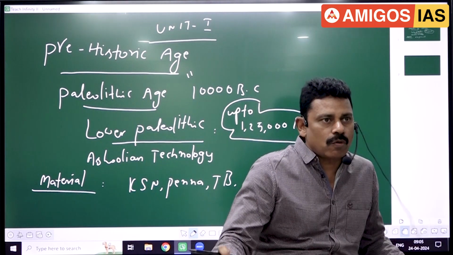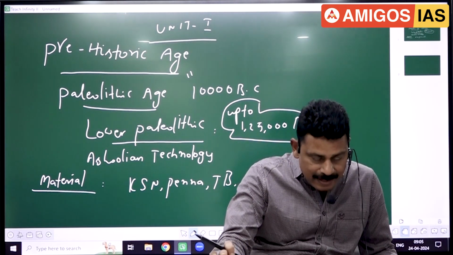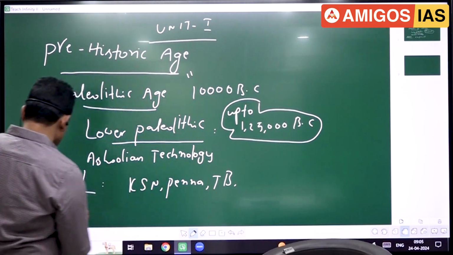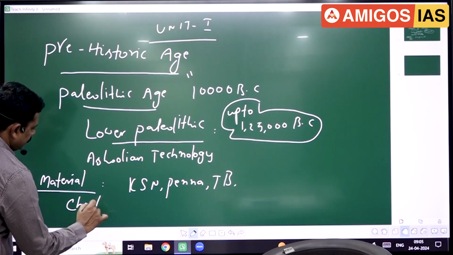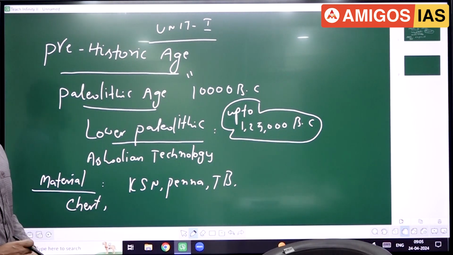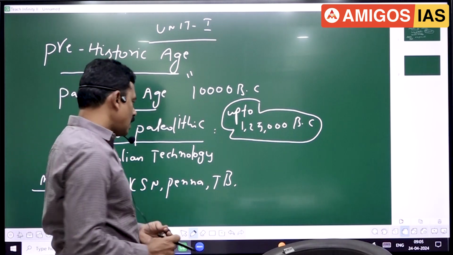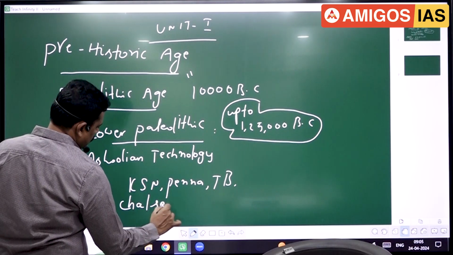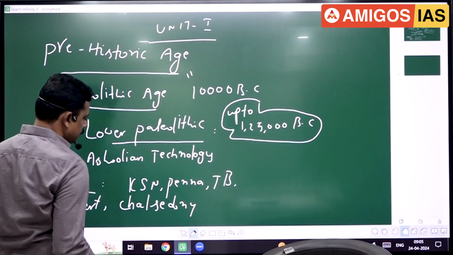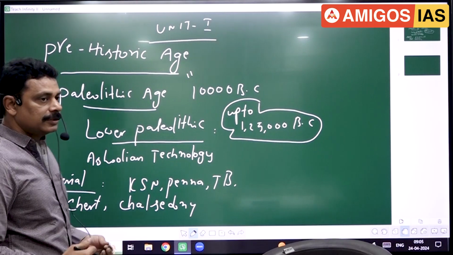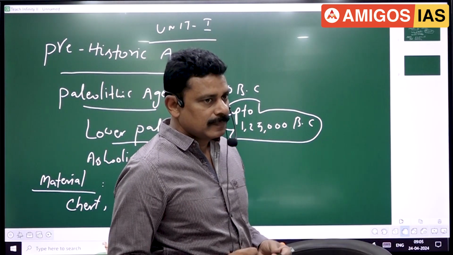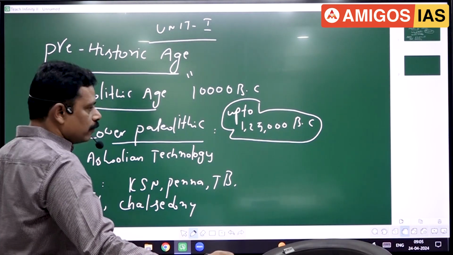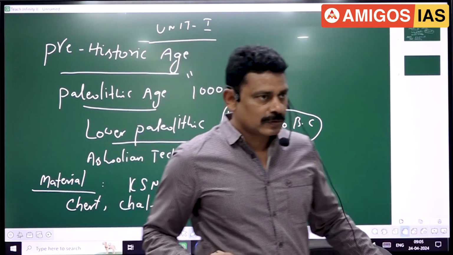Quartzite is the dominant material used here. Apart from quartzite, they used two other stones also: chert, C-H-E-R-T, and chalcedony. Chert and chalcedony, the two materials apart from quartzite, were used by the people. So that's about the material.